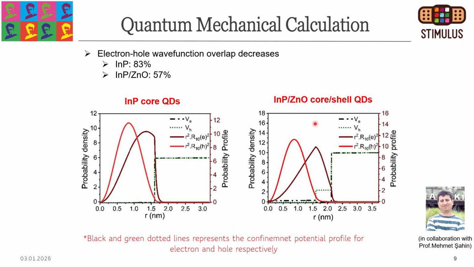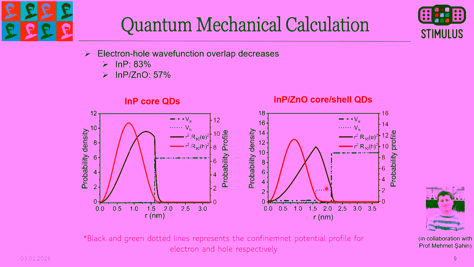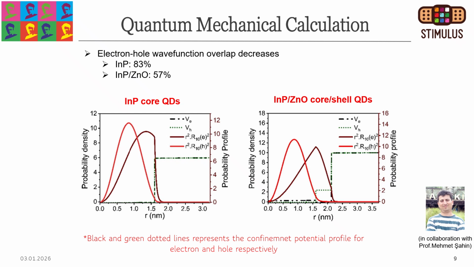And after the growth of the zinc oxide shell, we can see that the hole is still confined in the core of the quantum dot, but the electron wave function is also extending into the zinc oxide shell. It means that after the growth of the zinc oxide shell, we can easily dissociate the electron to the zinc oxide shell, and we can easily decrease the rate of recombination of the electron and hole, and we can have better options for reactive oxygen species generation.